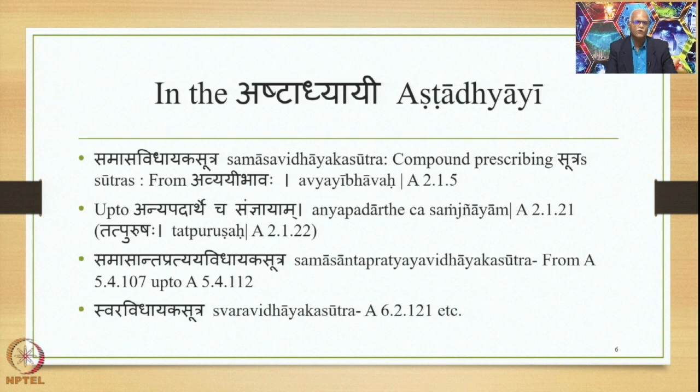In the Ashtadhyayi, the core text of the Paninian grammatical tradition, the avyayībhāva samasa is treated at different places. So first we have samasa vidhayaka sutras, which are stated in 2.1 and 2.2 in general. As far as the avyayībhāva samasa is concerned, they are stated in 2.1, to be precise, from 2.1.5, that is avyayībhāva, up to 2.1.21, namely anyapadārthe cha saṃkhyāyām. Incidentally, 2.1.22 is tatpurushaḥ, from where the sutras prescribing the tatpurusha samāsa begin. We have studied this in detail in the first course on samāsa in this series. In the previous lecture, we finished studying the avyayībhāva samāsa vidhāyaka sutras.